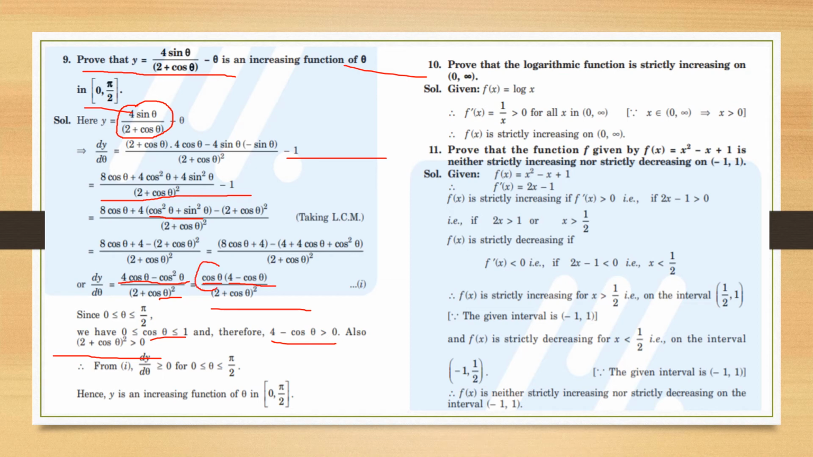Now my dy by d theta is positive, as you know that for theta lying in the first quadrant, cos theta is positive. So that means this y is an increasing function in 0 to pi by 2.